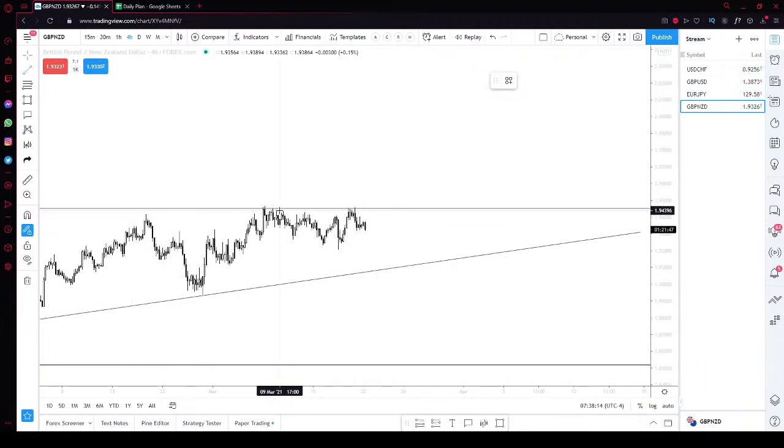Now, I did talk about an opportunity here, I believe 2 weeks ago. Yeah, I believe it was 2 weeks ago. There was basically an opportunity for a head and shoulders here. If you cannot see it, I will draw it.